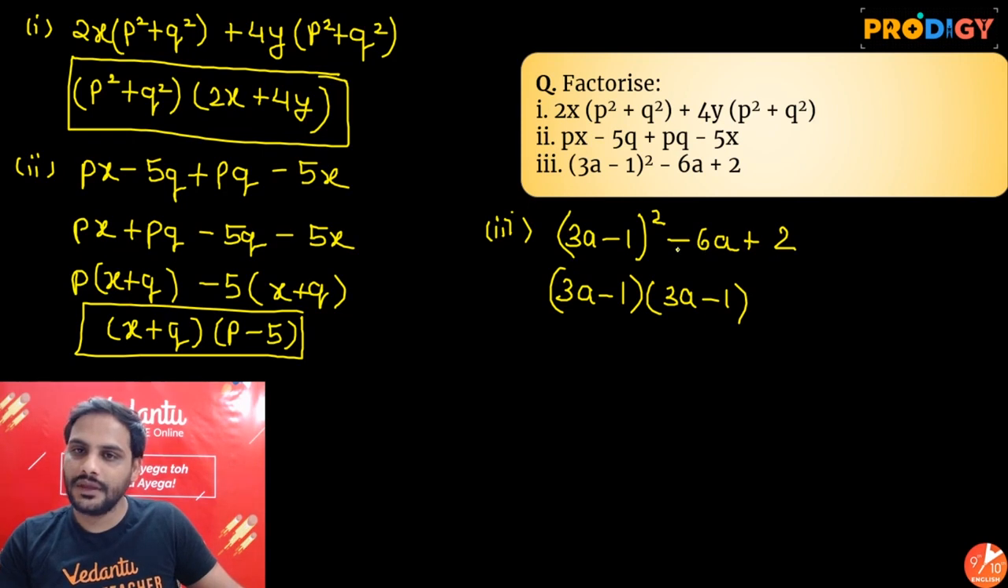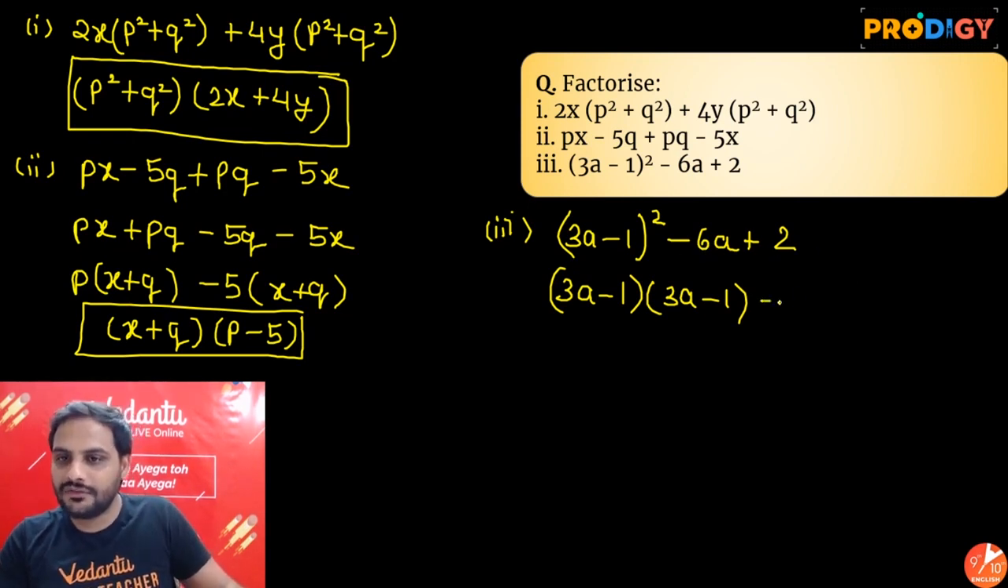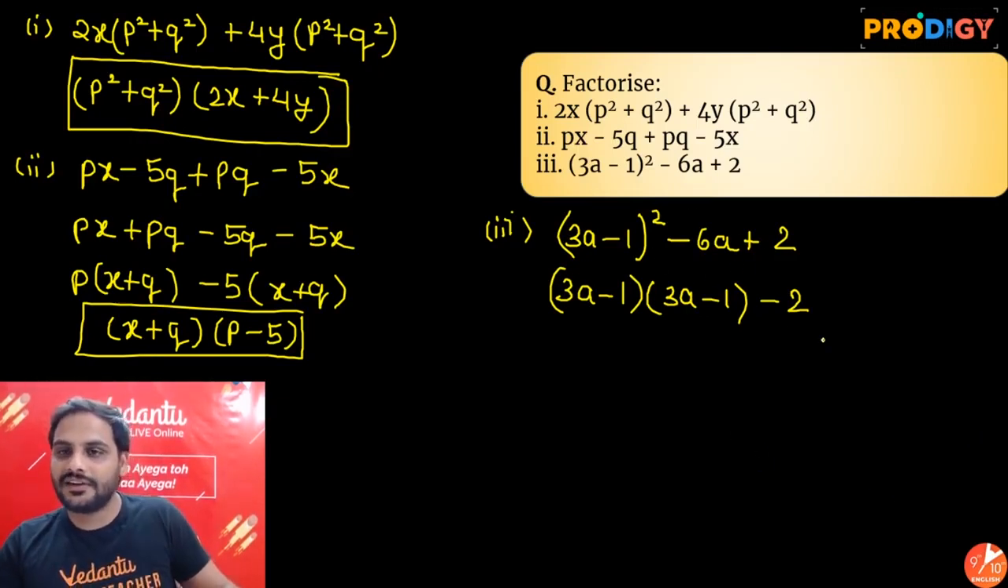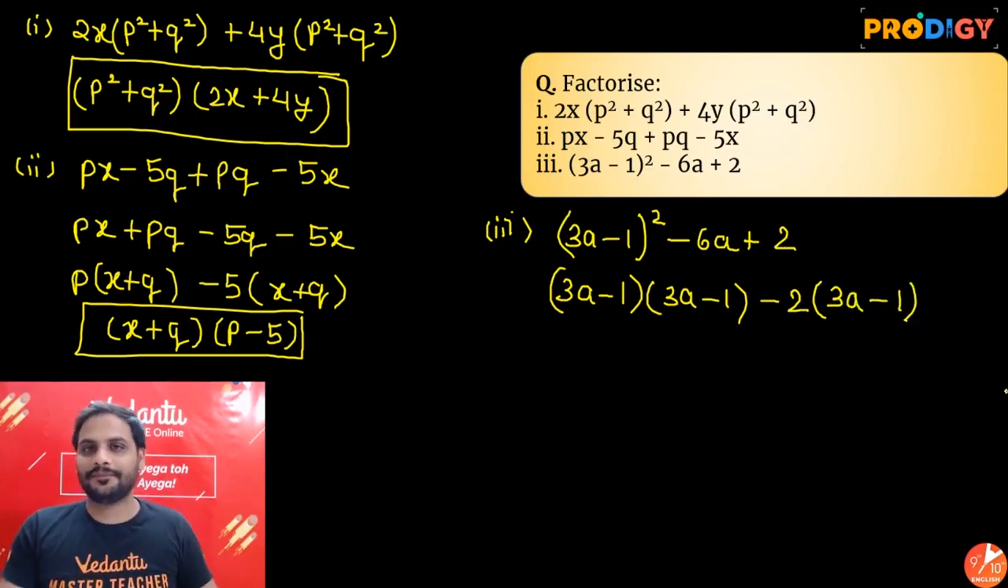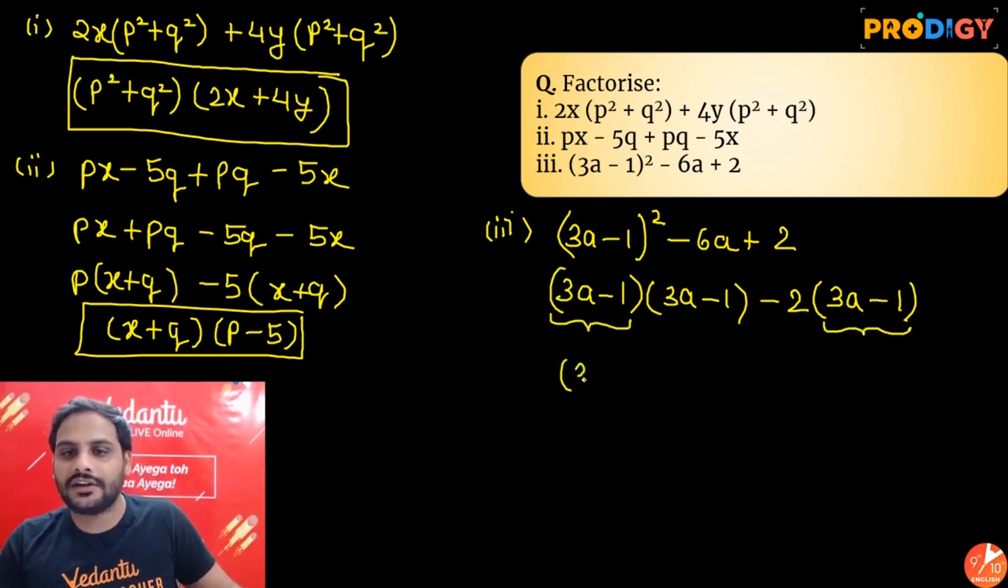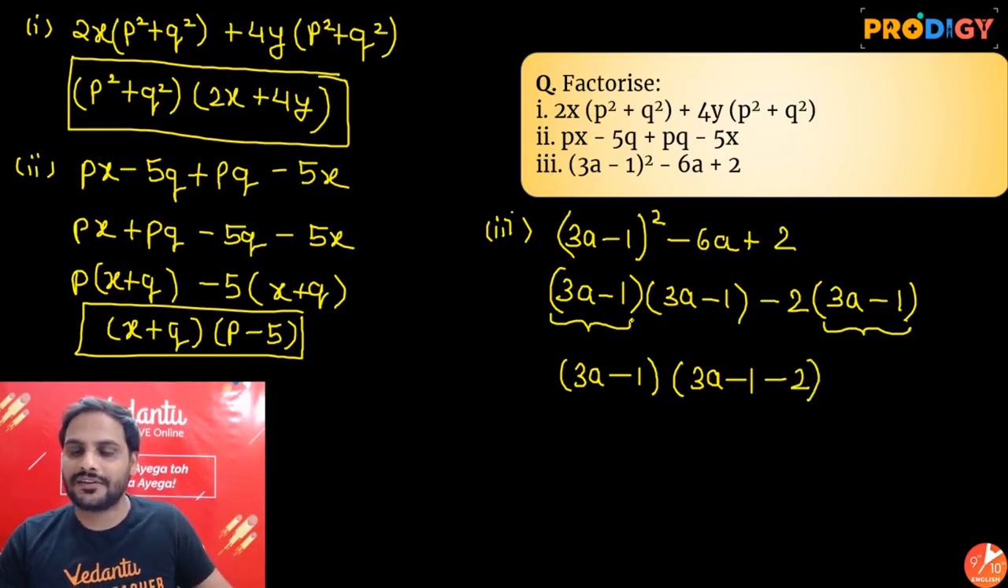From minus 6a plus 2, if I take minus 2 common, from minus 6a you are left with 3a, and from 2 you are left with minus 1. Right? So we have 3a minus 1 present over here and 3a minus 1 present over here. So let's write 3a minus 1 common. From the first term, one 3a minus 1 is left, and from here minus 2 is left. So we are left with 3a minus 1 into 3a minus 1 minus 2, which is 3a minus 3.